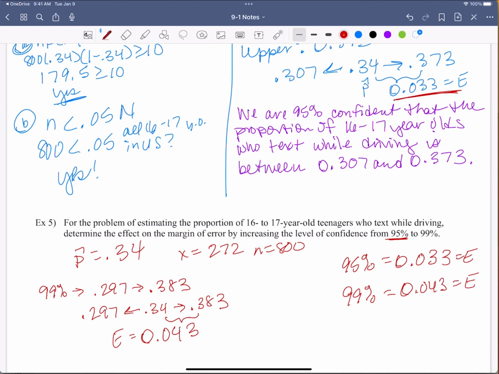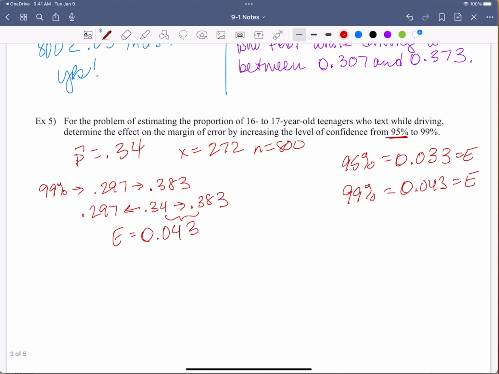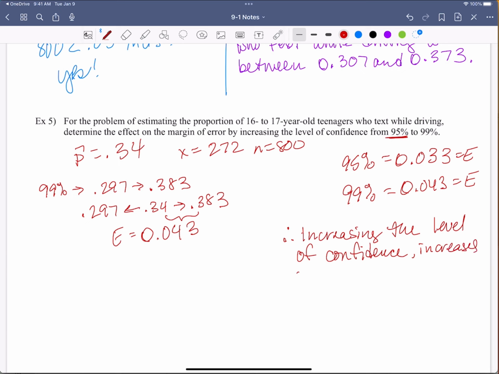What happens to your margin of error? It's bigger, right? At 99% confidence, my margin of error is bigger. Now, why do you think that happens? Therefore, increasing the level of confidence increases the margin of error. Why do you think that is?